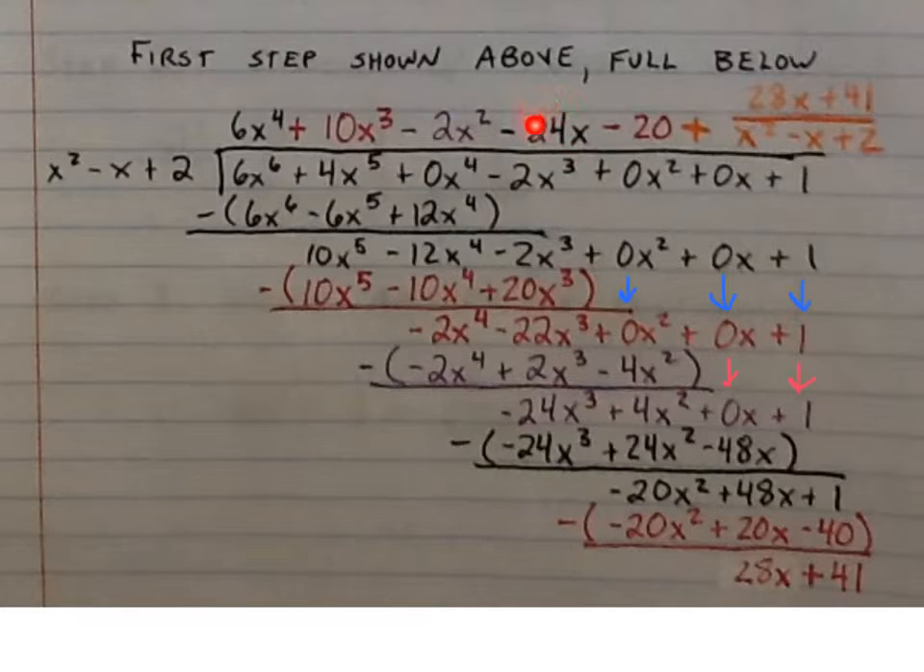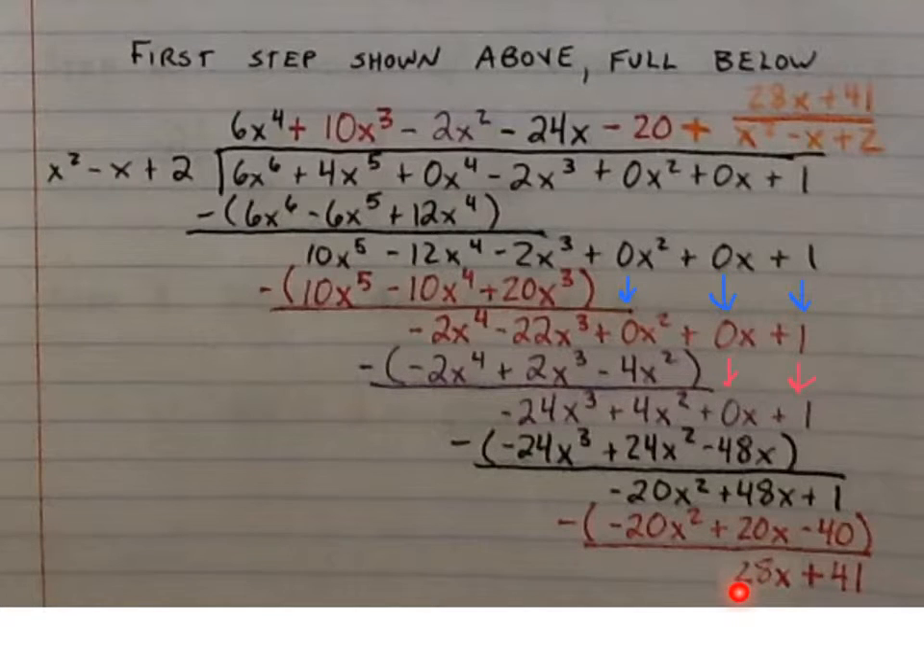Negative 24x times x squared is negative 24x to the third. Those two will cancel. And you repeat: negative 24x times negative x is positive 24x squared. Negative 24x times 2 is negative 48x. You subtract, and you get this answer. And you repeat, and eventually you get to a point where you can no longer factor a value in.